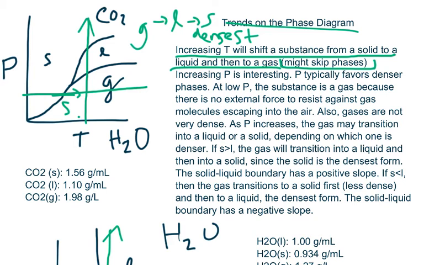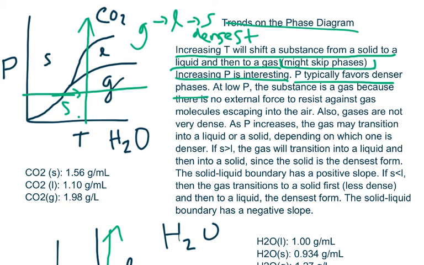Now, increasing pressure is an interesting case. Pressure typically favors denser phases, so increasing pressure will cause the substance to want to conform to a more dense phase, since if you're more dense, you're more compact, and that's in response to the increasing pressure. If you think about it, if you crumple up a piece of paper, for example, it will want to crumple up into a ball due to the pressure that you're exerting on it.